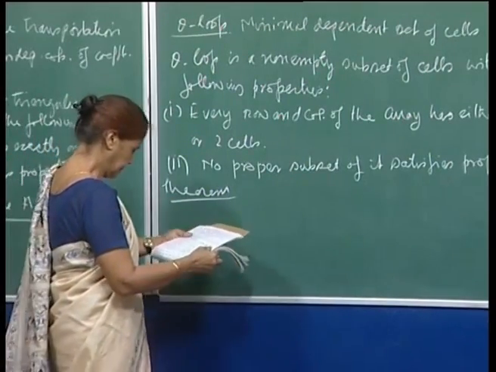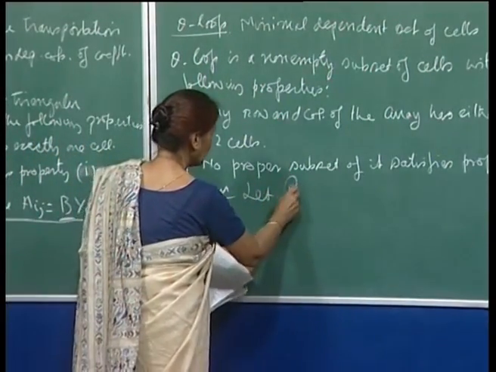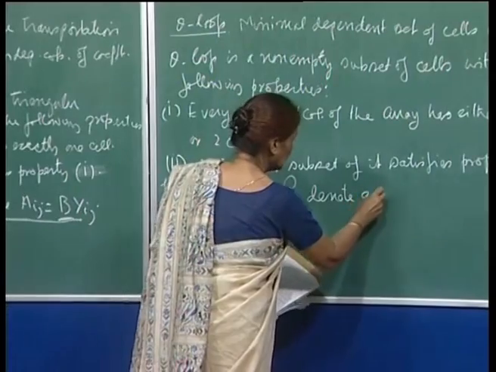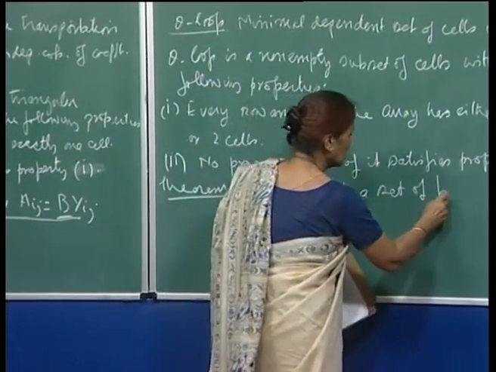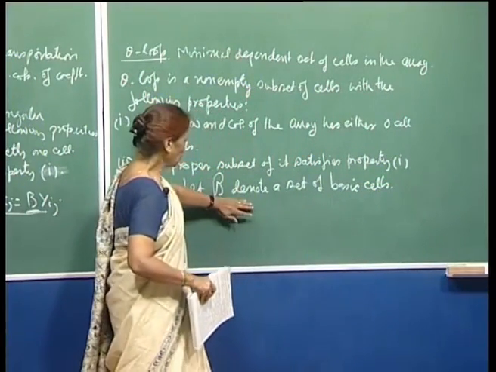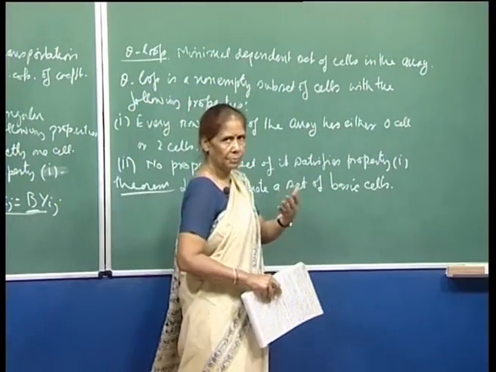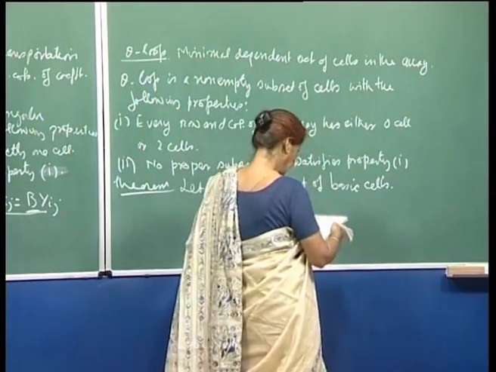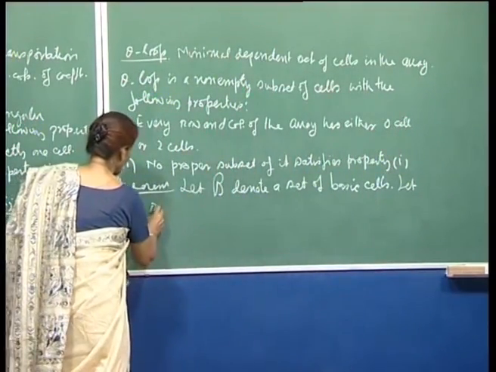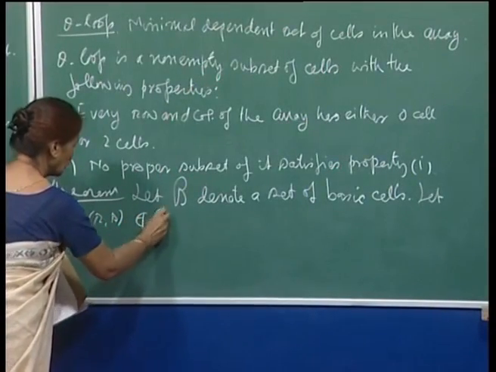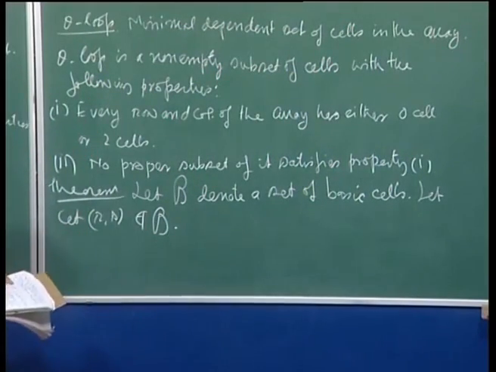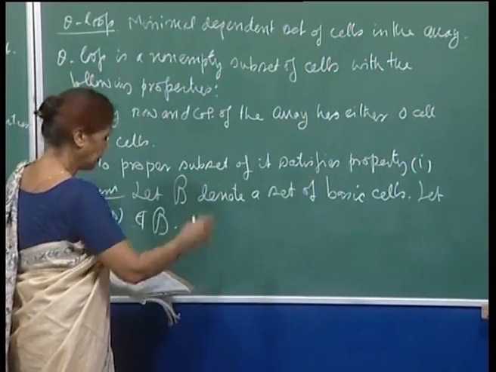The theorem says that let beta denote a set of basic cells, which means that there are m plus n minus 1 cells here, which correspond to m plus n minus 1 linearly independent columns, right. And let cell R s not belong to B. Okay. So, it is a non-basic cell. R s is a non-basic cell, all the elements of B or script B are basic cells.